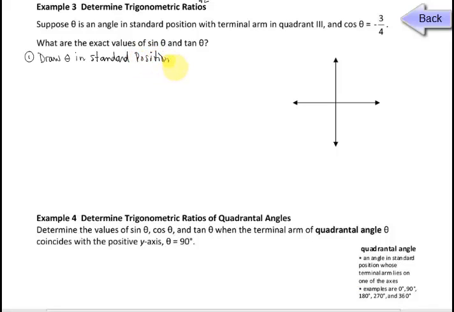Okay, we know it's a third quadrant angle. So here is our initial arm, and here is our terminal arm in the third quadrant, giving our angle direction. And recall that your reference angle is between the x-axis and the terminal arm.